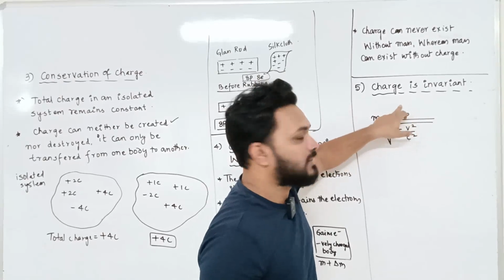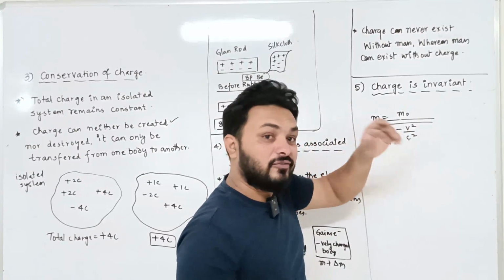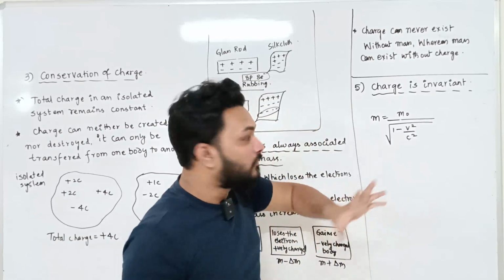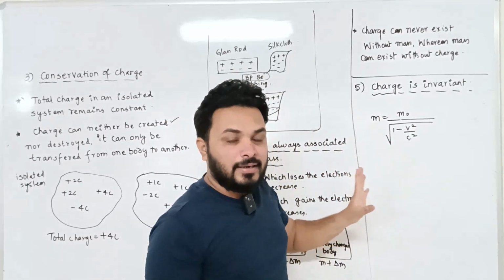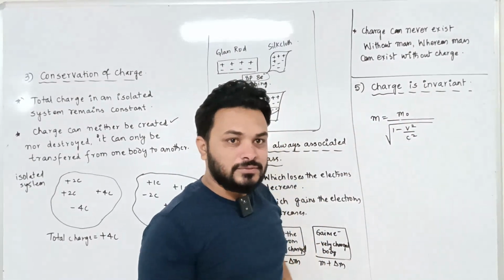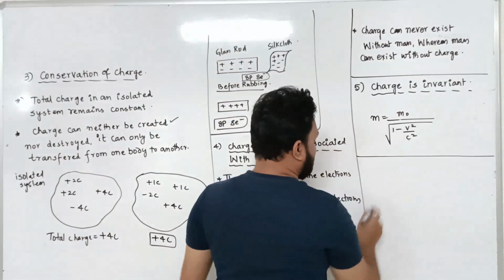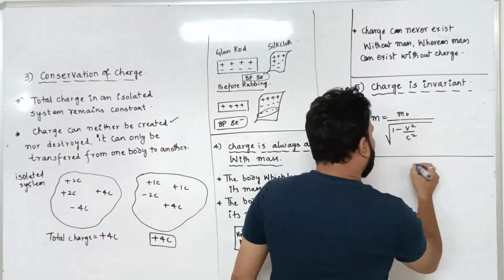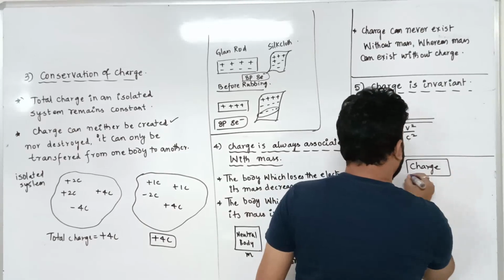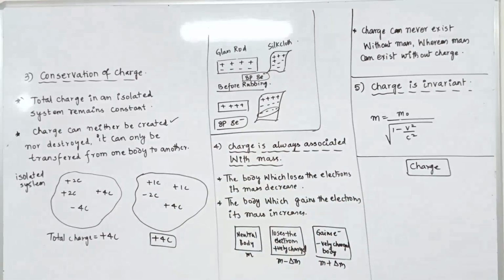Suppose you were having 60 kg. If you are moving with the speed of light, your mass will become infinite. But charge is not related with the speed. Understood? Charge will not change, it is invariant. Understood? This is the fifth property. Next, we will see when the charge is at rest, what exactly it is producing, and whenever the charge is moving, what exactly it is producing.